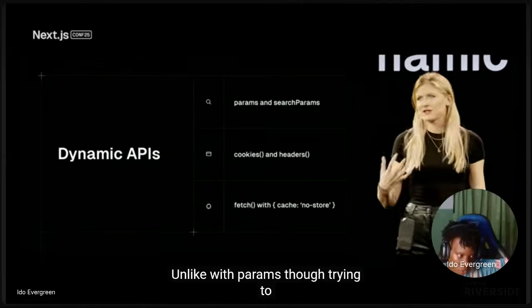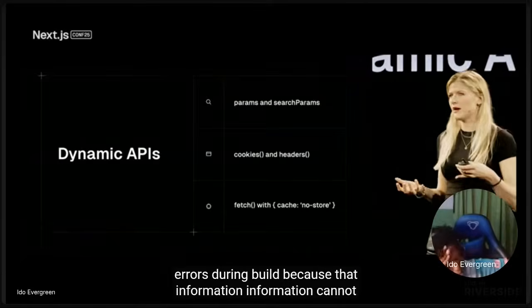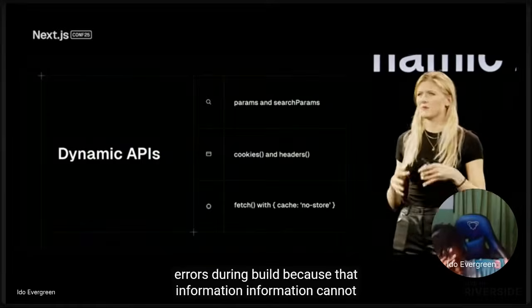Lastly, using fetch with a data cache configuration of no-store will also force dynamic rendering. There are a few more APIs that can cause dynamic rendering, but these are the ones we most commonly encounter.